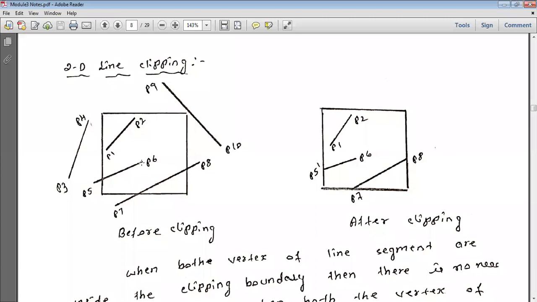Now coming to this line, for this line the P6 region code will be 0, 0, 0, 0 because this is inside. But coming to P5, the P5 region code will be non-zero. What is that non-zero? I will tell you next. On the same lines, coming to P3 and P4, as both are outside the clipping window, the region codes of P3 and P4 will both be non-zero.